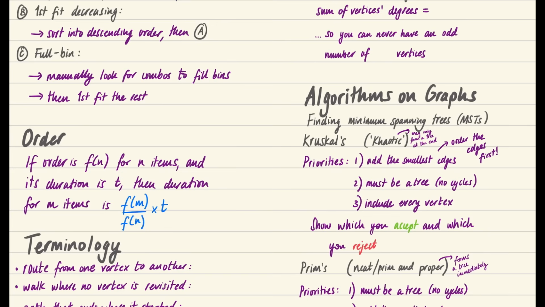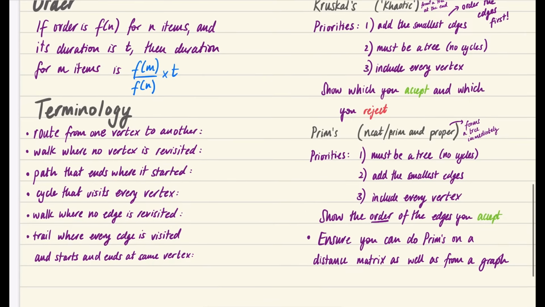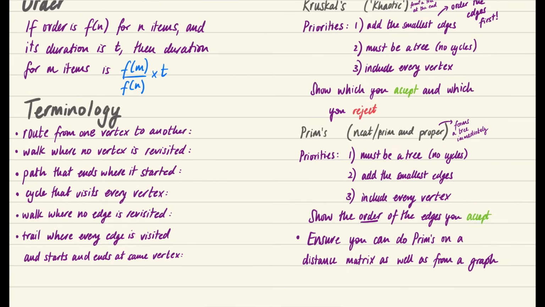Next thing we do is start thinking about graphs, and people always get a bit hooked on this idea of lots of terminology. It's only ever been like a 1 or 2 marker kind of question across the whole of the D1 paper, so I wouldn't worry too much about these because there's quite a lot to remember. So a route from one vertex to another, that is a walk. And then a walk where no vertex is revisited, that is something that we call a path.